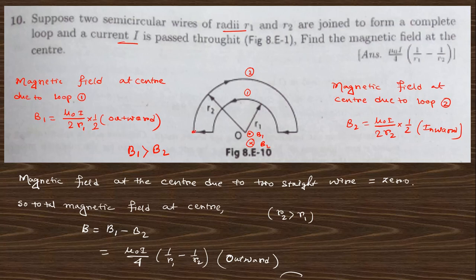And for the straight portions there will be no magnetic field along the axis, so for these portions there is no magnetic field, only the two semicircular portions, and they are in opposite directions. That's why the total magnetic field is b1 minus b2, since b1 is effectively greater than b2. This is actually the value of the magnetic field at the center.